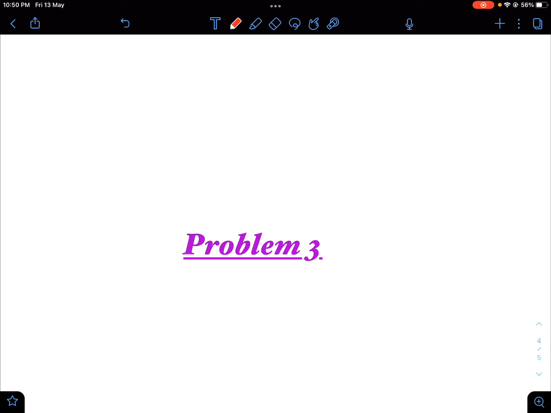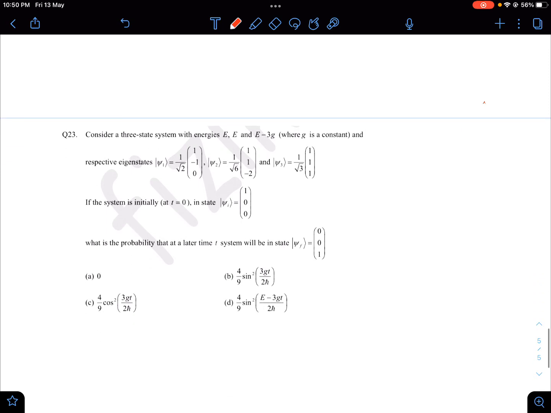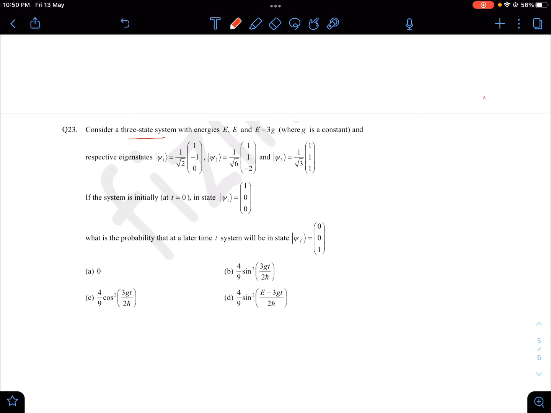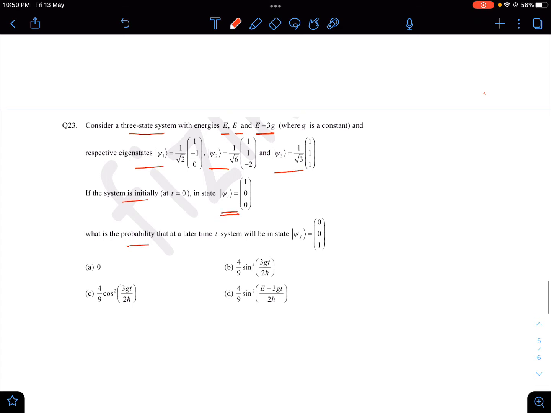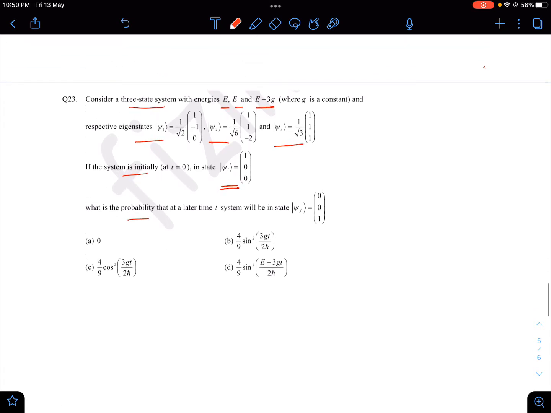Now let us move to the third problem of this video. This problem states that we have a three-state system, and its energy eigenstates with their corresponding eigenvalues are given, and the initial state of the system is also given. So we have to find the probability that at a later time, say t, the system will be in this state. What is the probability of the system, after a time t, to be in that state?